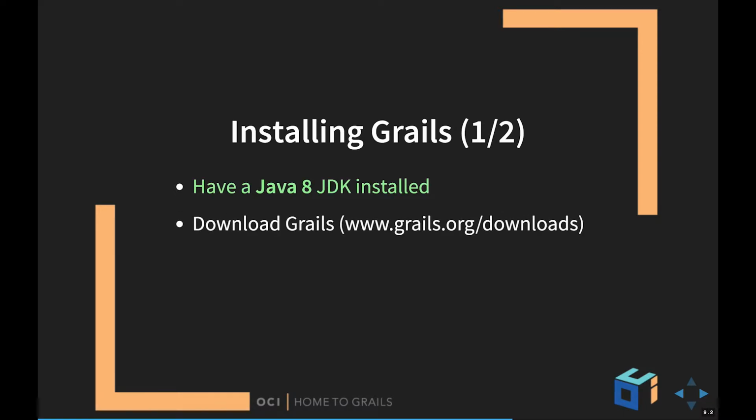We need to download Grails. We can do that on grails.org under downloads. And it's a zip file. We unzip it, and there's an instruction how to add Grails to your class path. It's basically adding the Grails binary folder. You create a GRAILS_HOME variable, and then you create a path to GRAILS_HOME/bin.